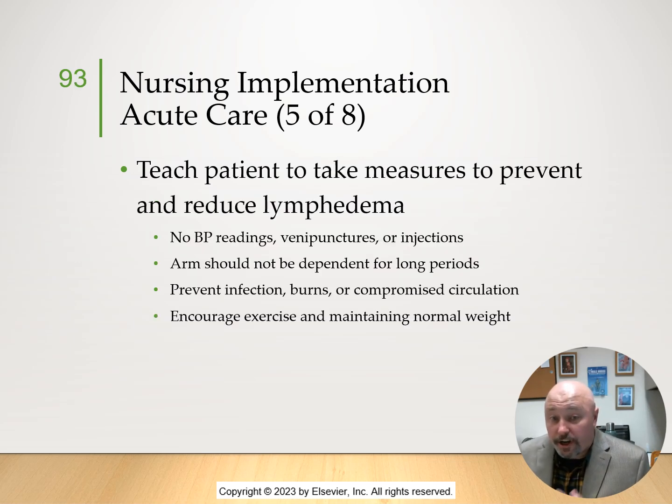We also want to make sure we're educating the patient on measures to prevent and reduce lymphedema, such as no blood pressure readings, venipunctures, or injections on the affected side. The arm should not be dependent for long periods, and we want to prevent infection, burns, or any other compromised circulation within the limb. We also want to make sure we're encouraging exercise and maintaining a normal weight to put as little stress as possible on that arm.